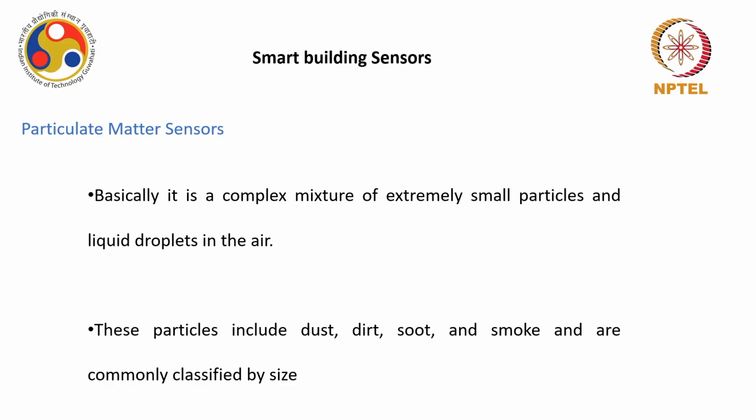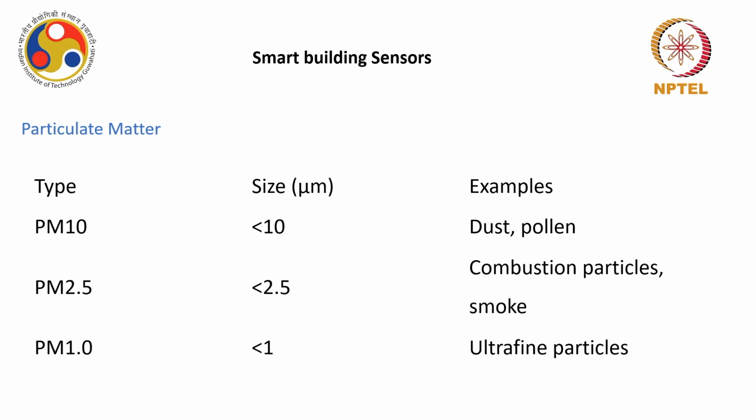If I talk about particulate matter, it is basically a mixture of extremely small particles as well as liquid droplets in the air. Of course, these small particles include all the things that I have just talked about, the dust, smoke and pollen. These particles also include some other things like soot, dirt and other things. Of course, they are classified based on their sizes.